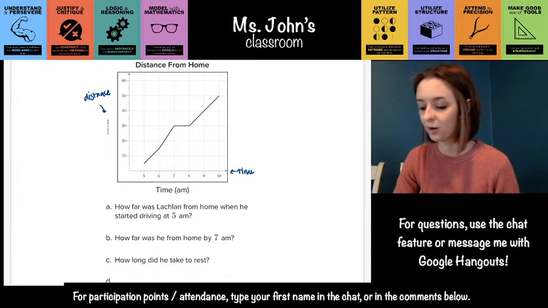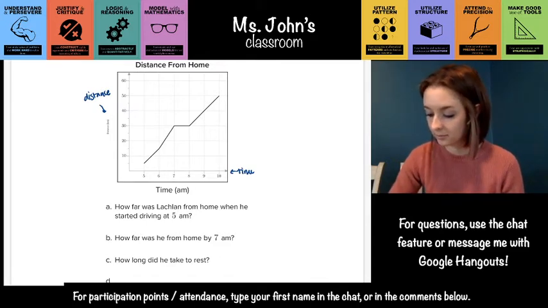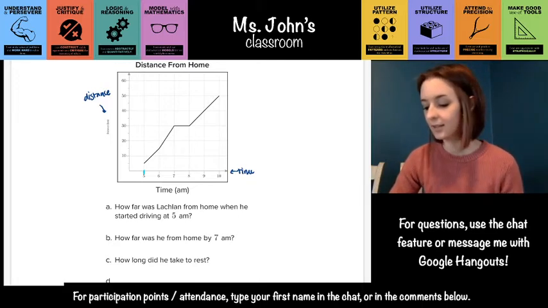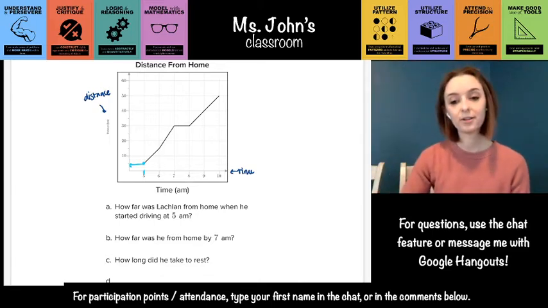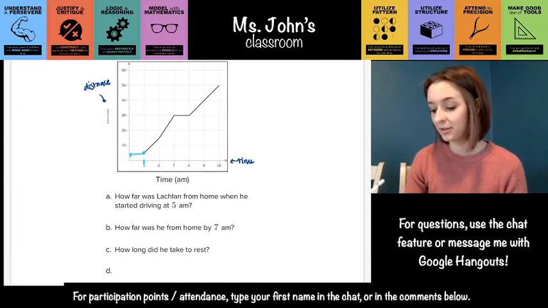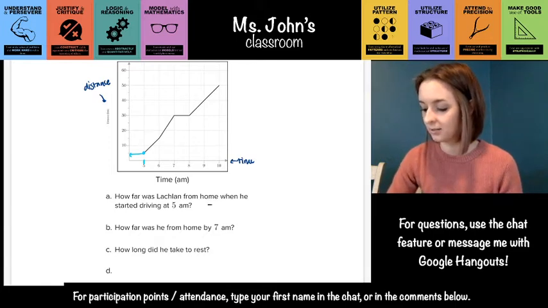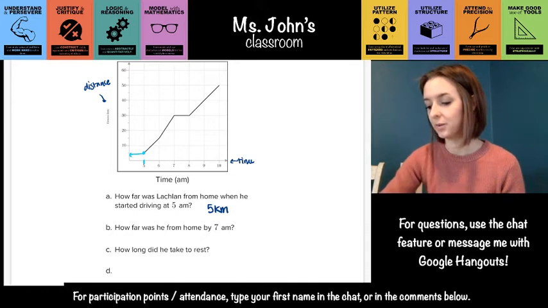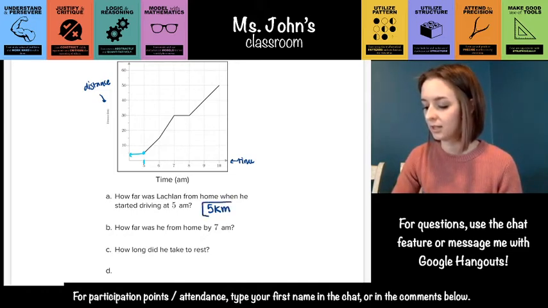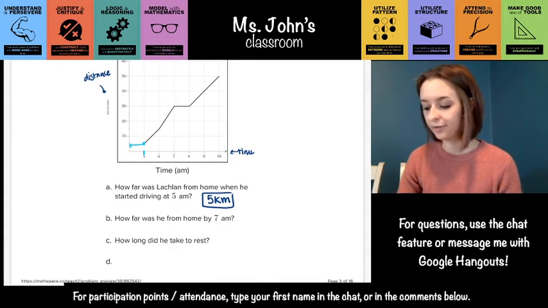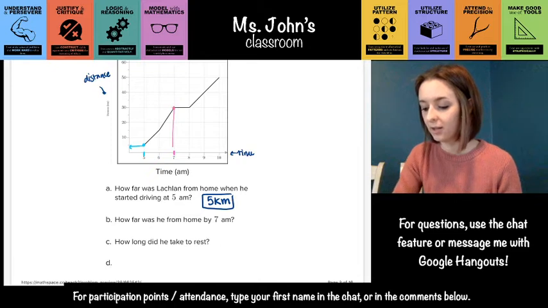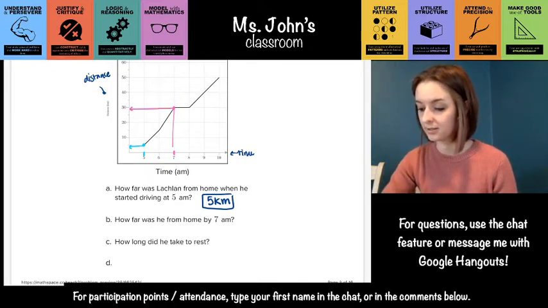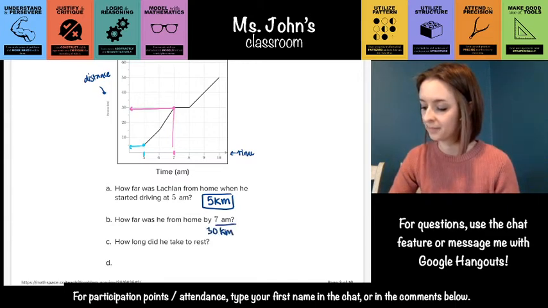How far was he from home when he started driving at 5 a.m.? At 5 a.m., which is right here, time is on the independent axis, the graph is right there, which means he must have been 5 kilometers from home. So he was 5 kilometers from home when he started at 5 a.m. I think on MathBase it has the units for you. But how far was he from home by 7 a.m.? So at 7, the graph is way up here, which means he was 30 kilometers from home by 7 a.m.